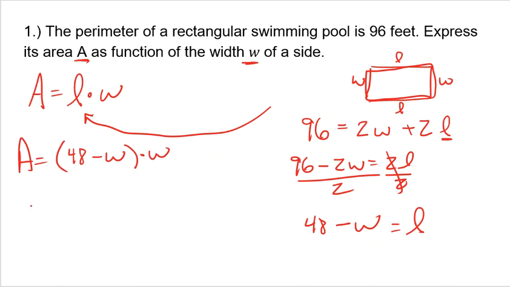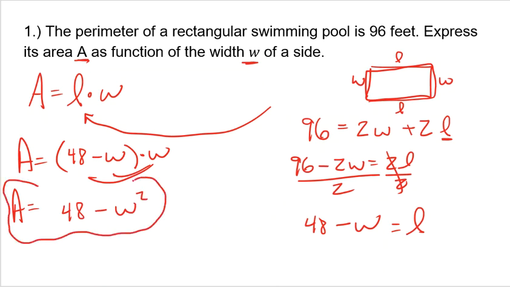And now I created a function that only contains the width. And I can even go ahead and distribute the width, and I get 48W minus W squared. So here is a formula that is area as a function of only W.